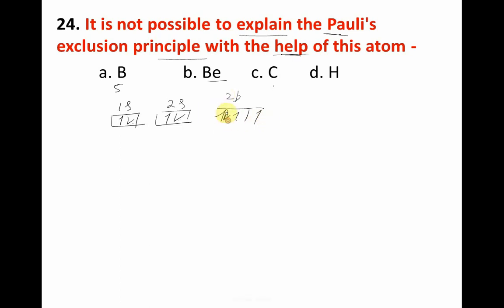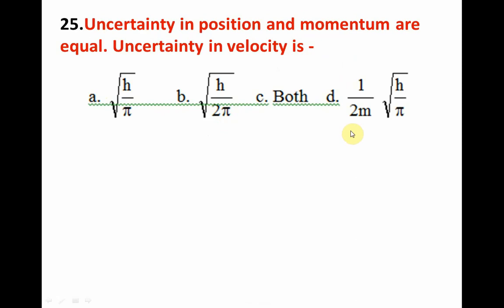One minute. Okay? Carbon 6 electrons, 1s2 2s2 2p2. So here also Pauli's exclusion principle, so it is not applicable for hydrogen atom.